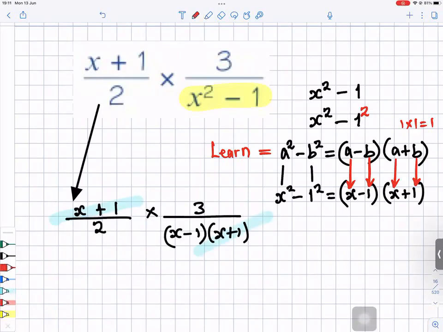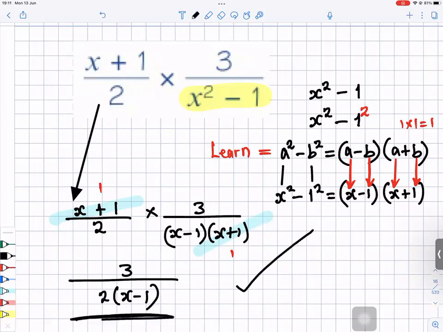So we cancel x plus 1 and x plus 1. What we're left with is a 1 there and a 1 there. So 1 times 3 is 3, divided by 2 times x minus 1. So you can write 2 bracket x minus 1, and when it stays like that, you cannot simplify anymore. That's your final answer. Or you can write it as 3 over 2x minus 2, just removing the bracket. You see the process of simplifying that?